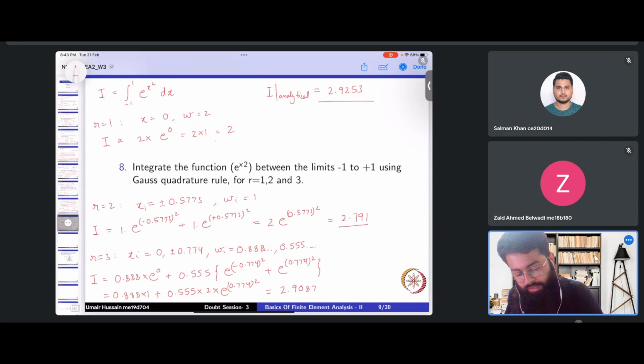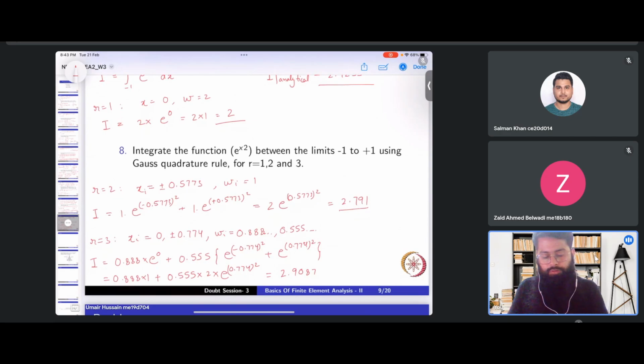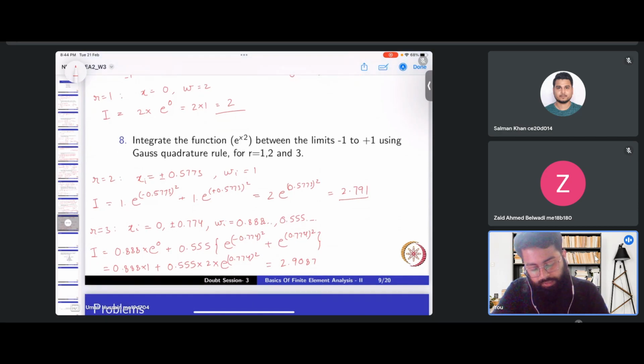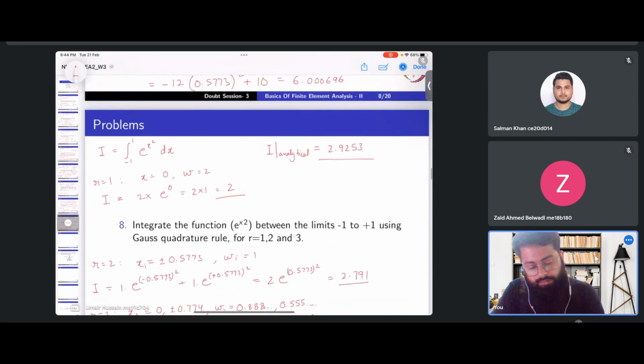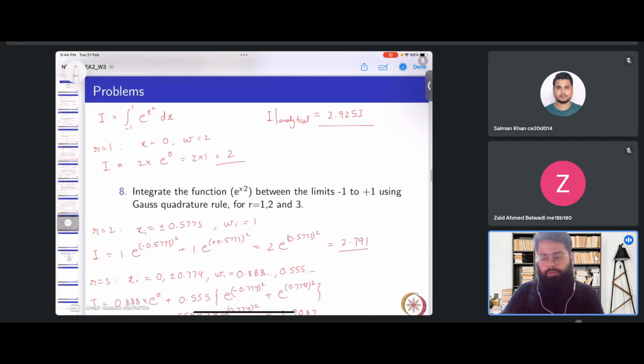So you see that as we started with the integral using r equals 1, it approached closer to the actual solution as we increased the value of r to 2, it's 2.791, and then if we increase to r equals 3, we get even closer, 2.9087. So we can see that as we increase the number of quadrature points, we get an even more accurate result.